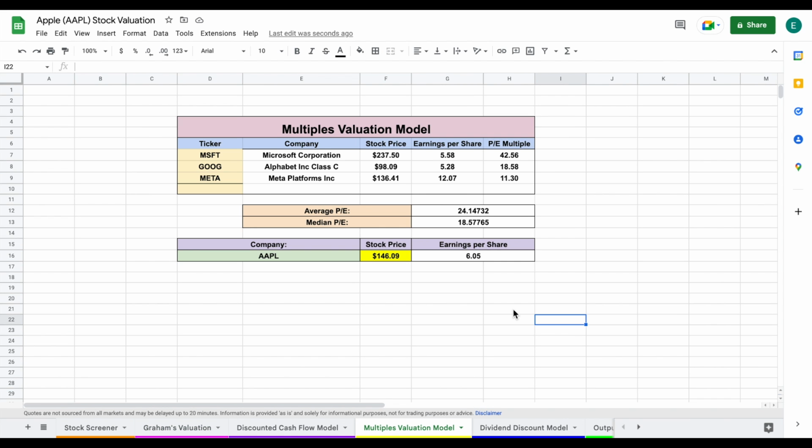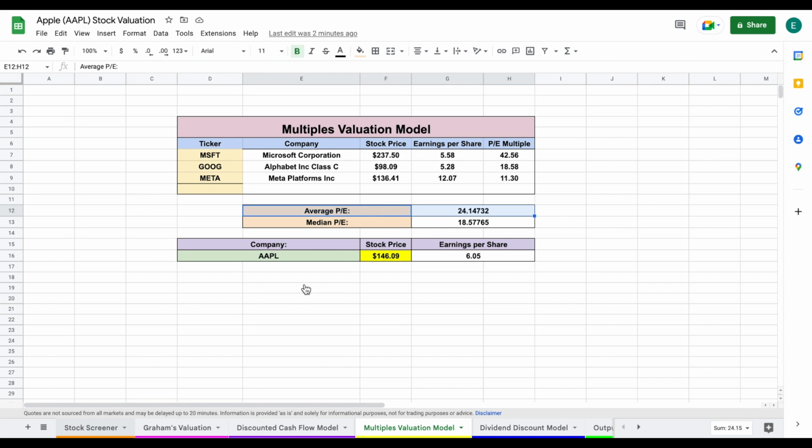The idea behind this valuation model is we should be able to see how the market is valuing companies that are similar in structure using a multiple such as the price to earnings multiple. So you see, we're taking companies like Microsoft, Google, and Meta. We take their stock price and divide by the earnings per share to get our price to earnings multiple. We then take the average price to earnings multiple for these companies. We multiply by Apple's earnings per share and come to an intrinsic value of $146 per share. Now, the average price to earnings for these companies up here is 24.14.